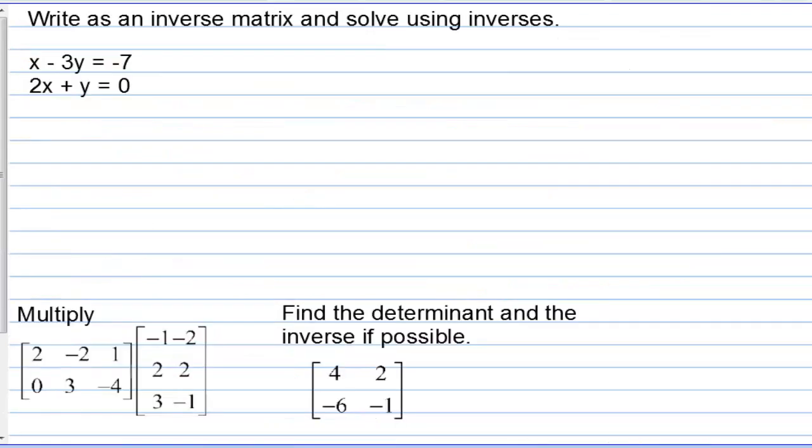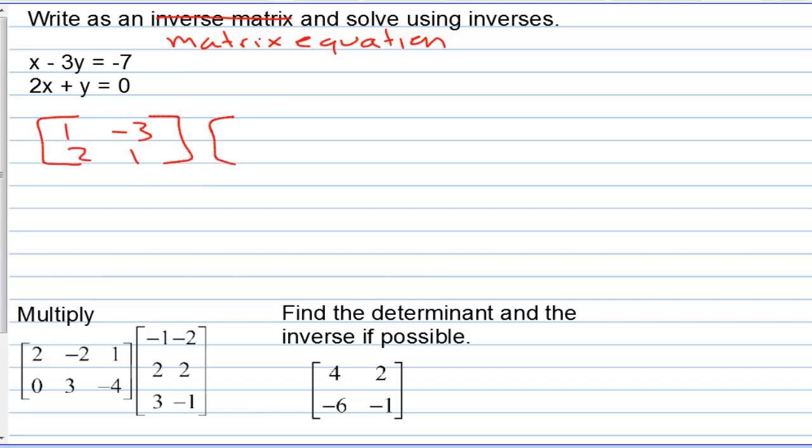Write as an inverse now. Write as a matrix equation and solve using inverses. 1, negative 3, 2, 1 times x y in a vertical fashion equals negative 7, 0. There's the matrix equation. Now we're going to solve by hand using inverses.